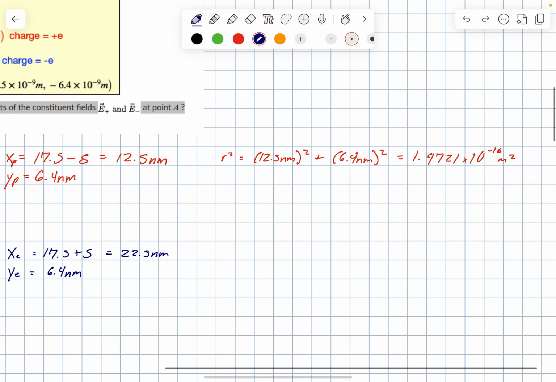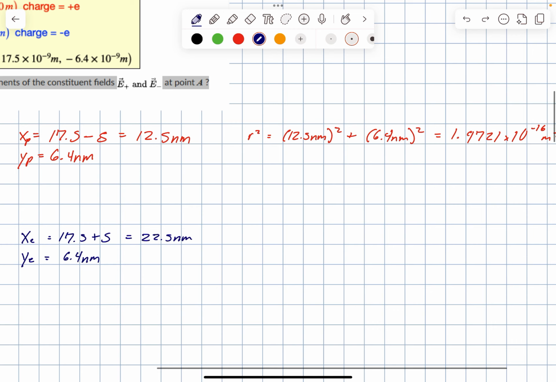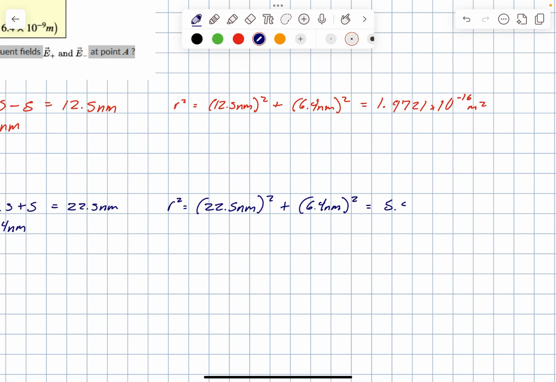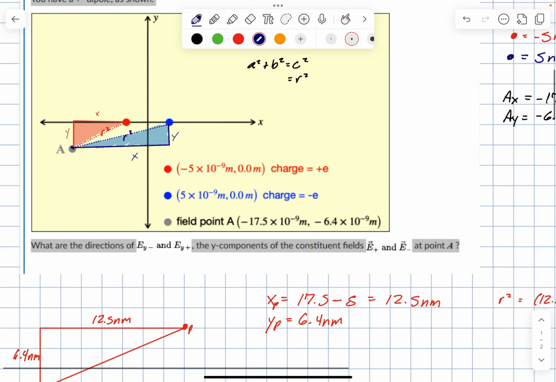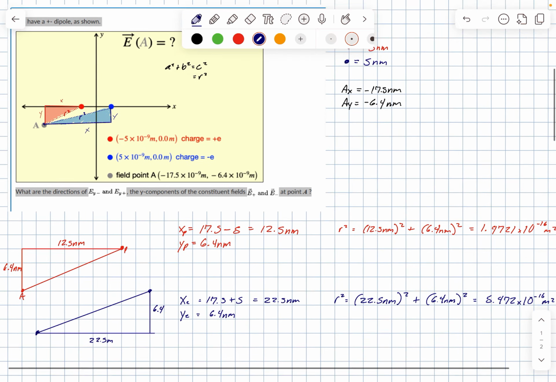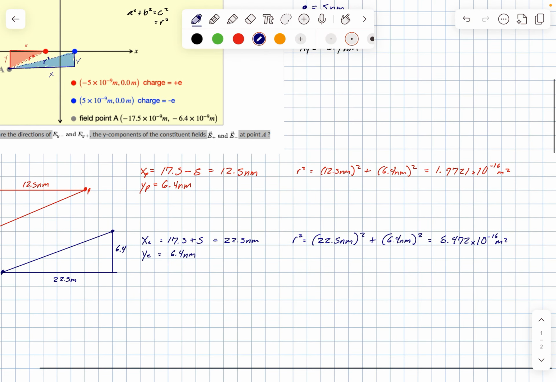So now let's move on to solving this for our electron triangle. So r squared is going to be equal to a squared plus b squared. In this case, we found that our x-axis side is 22.5 nanometers. So we're going to square that plus, again, 6.4 nanometers squared. And that should give you a value of 5.472 times 10 to the negative 16th meters squared as well. That checks out. Distance-wise, we know that our electron is farther than our proton, so these values seem to make sense.